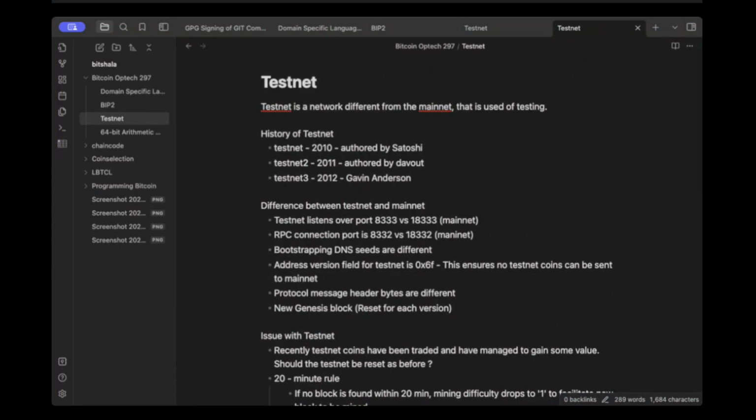Is there a discussion going on to fix testnet, or do we actually have to fix it or dump it? Why do you think testnet coins accrued value? Why do you think people started trading them for money?